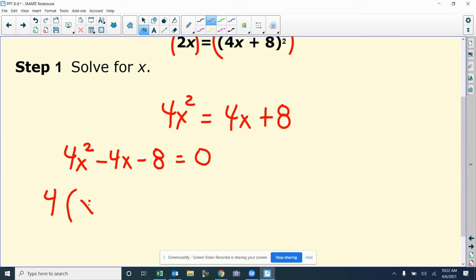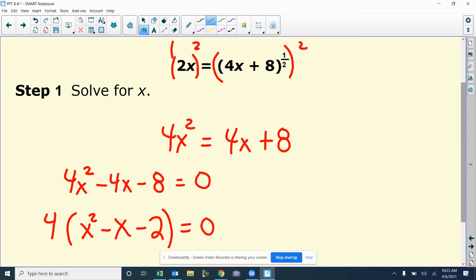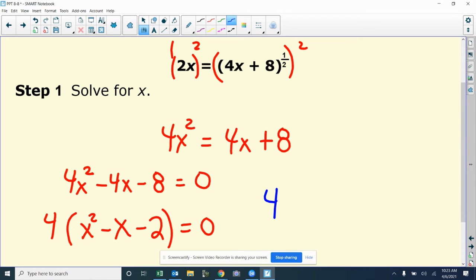So if I take a 4 out, I'm left with x squared minus x minus 2. Still equal to 0. Don't want to lose sight of my original problem up there. All right, now we're ready to factor this guy if we can. That 4 is still going to stay out front, although it does not really do much at this point. We're still equal to 0.